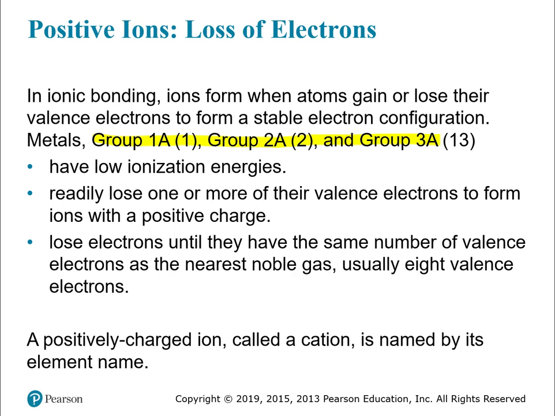They'll lose electrons until they have the same number of valence electrons as the nearest noble gas, which usually means 8 valence electrons. A positively charged ion is called a cation. And to name a positively charged ion, you simply call it by its element name. So that was a lot, kind of abstract. But let's put this to a specific example.